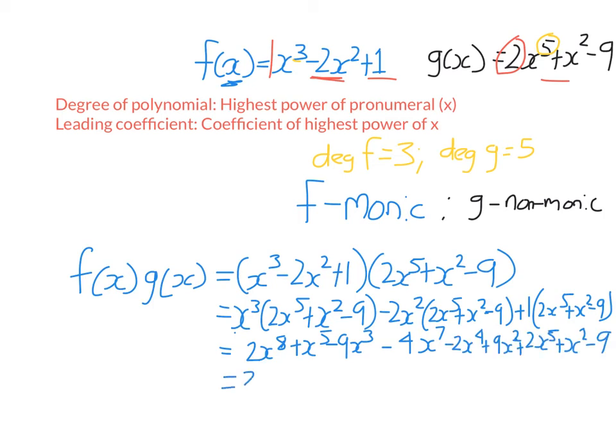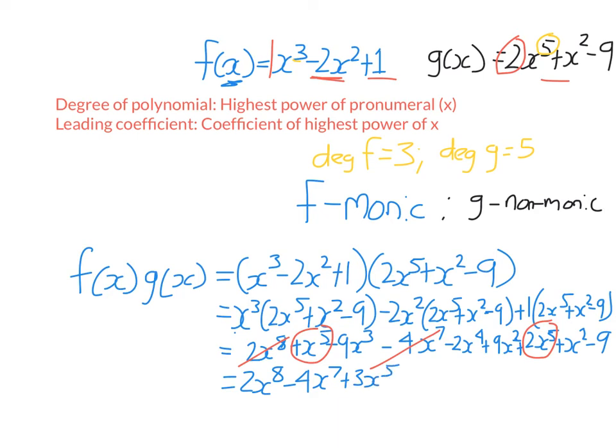The first one, 2x to the power of 8, doesn't have any like terms. I might find it easier if I do these in order and cross them out. The next highest power here is minus 4x to the power of 7, which once again doesn't have any like terms. There are no terms with a power of 6. Let's go to the terms with power of 5. I have x to the power of 5 plus 2x to the power of 5. So I get 3x to the power of 5.